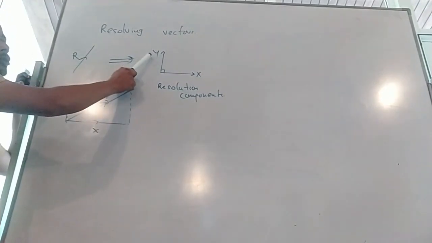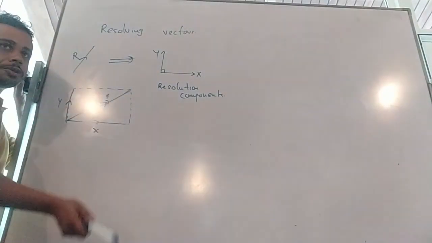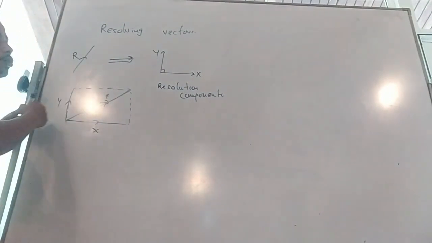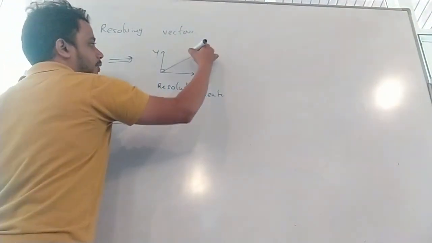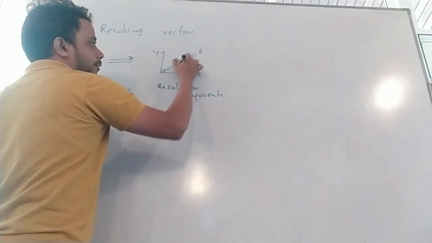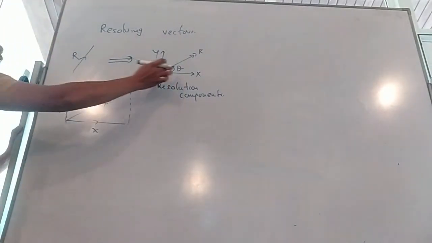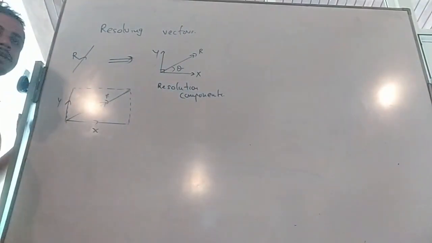So this is one requirement when you are dividing into two components. Those two resolution components have to be perpendicular to each other, and you have to know at least one of the angles between the resultant and one of these components. This angle you should have known. Otherwise you can't do it.